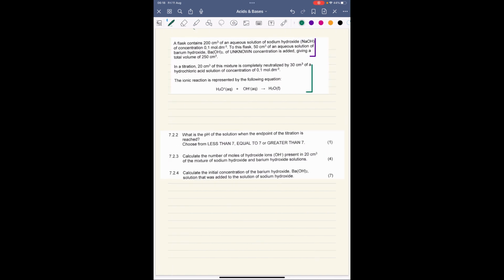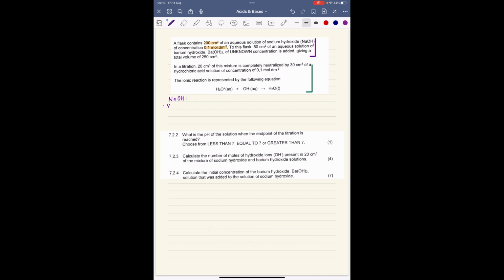Let's highlight what we have and try to keep score of what we have been given. We have 200 centimeter cube of NaOH and it has a concentration of this. So let's talk about what we have in the first reaction of NaOH. We write down what we have. For this type of question, you have to write down what you have because it can be a bit too daunting. You're not going to remember everything.